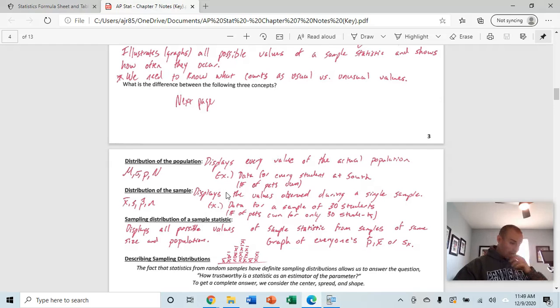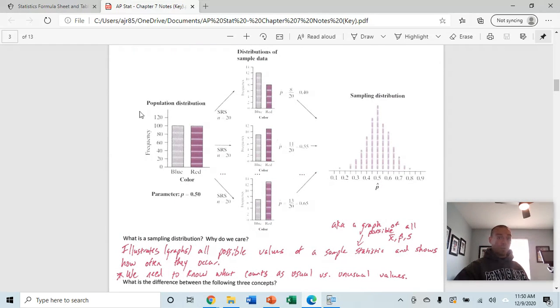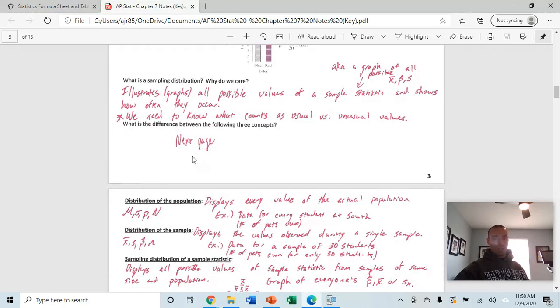Let's talk about the difference between each of these concepts here. The distribution of the population, the distribution of the sample, and the sampling distribution. The distribution of the population refers to mu or sigma or p. It's referring to your entire population. It displays every value of the actual population. So if we want to look at the data for every student at South and the number of pets they own, and I record that, say, in a dot plot, that would be an example of the population. Here in this one, when we're dealing with the proportion, this is your population distribution right here. 50% blue, 50% red, or 100 blue chips and 100 red chips.